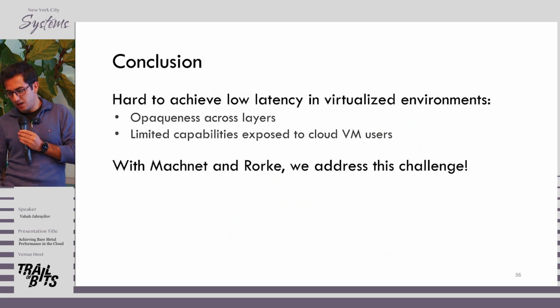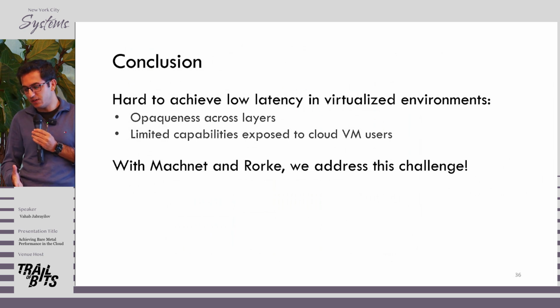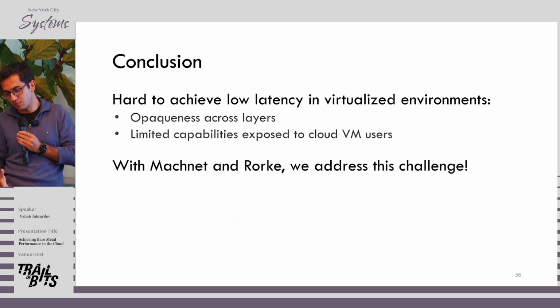So to wrap up, together Machnet and Rorke attack the two big bottlenecks. Machnet fixes cloud networking under the virtual NIC constraints, and Rorke fixes virtual CPU scheduling under oversubscription. Both of them preserve portability and work as black box solutions, so they are deployable in the real public clouds even today. We address this challenge.